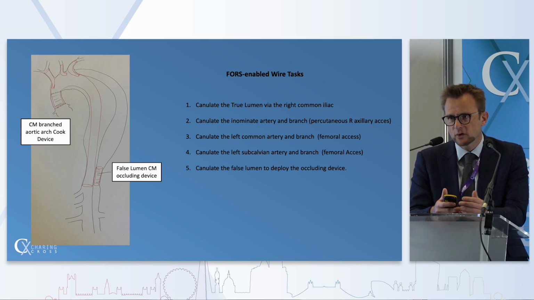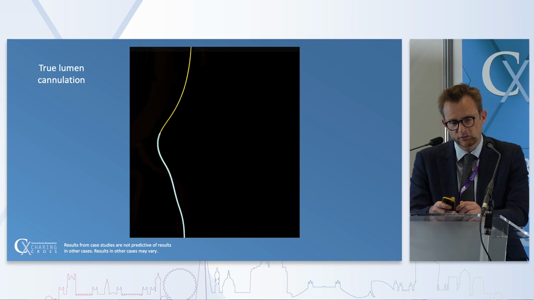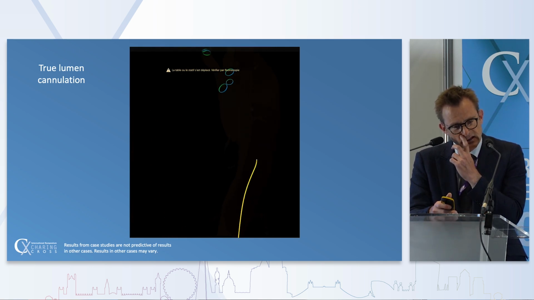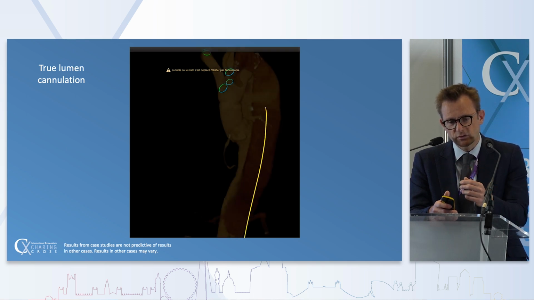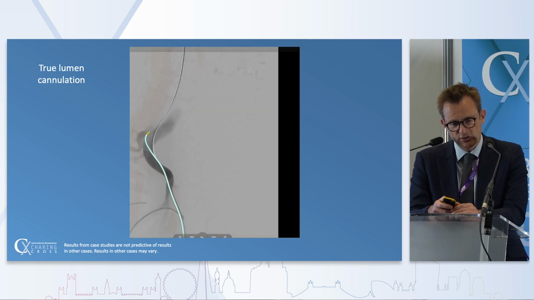And before the operation, we determined the wire tasks, which were, one, cannulation of the true lumen in the aorta, then cannulation of all the supra-aortic trunks using the LumiGuide technology, and finally go back to the false lumen to deploy properly the occluding device of the false lumen. So here is the true lumen cannulation. We were able, of course, to do it with the LumiGuide technology, and you can see how easy it is to make some progression using only the wire and the catheter without any radiation.